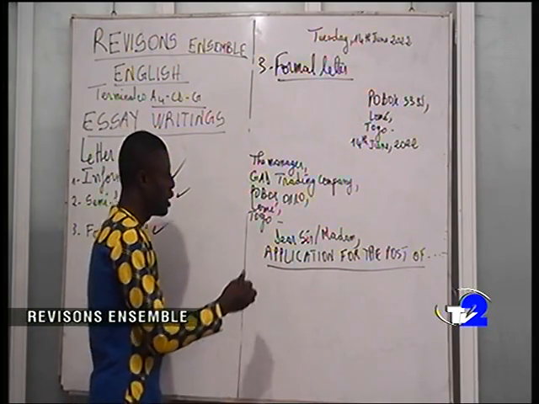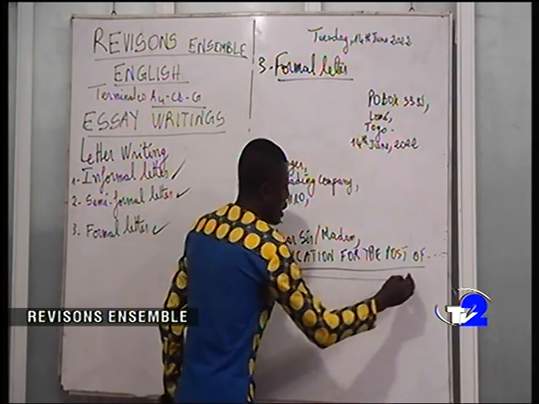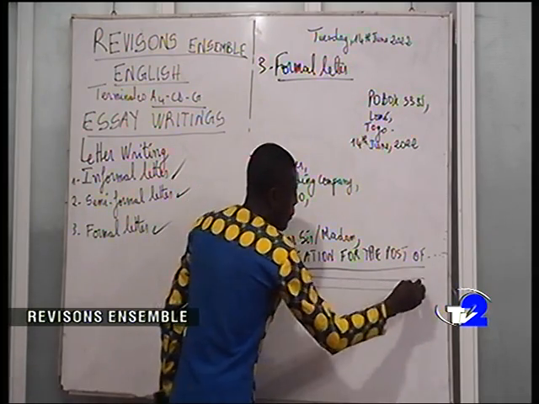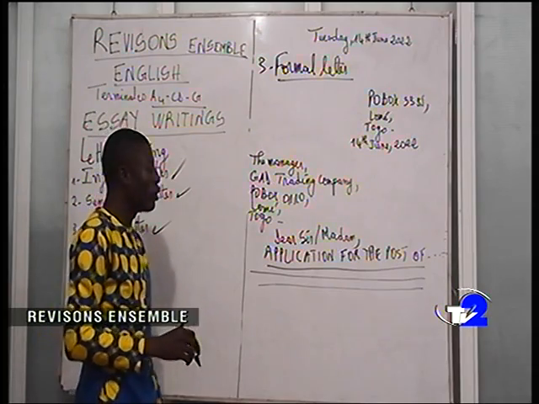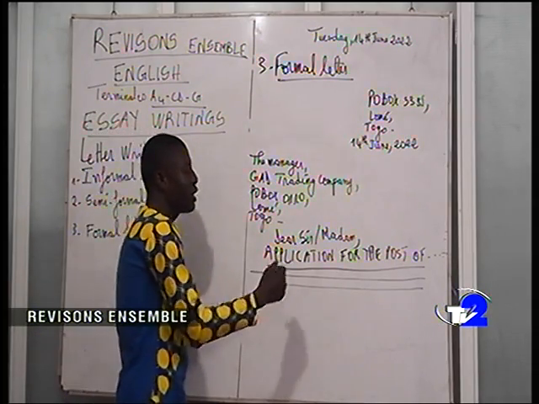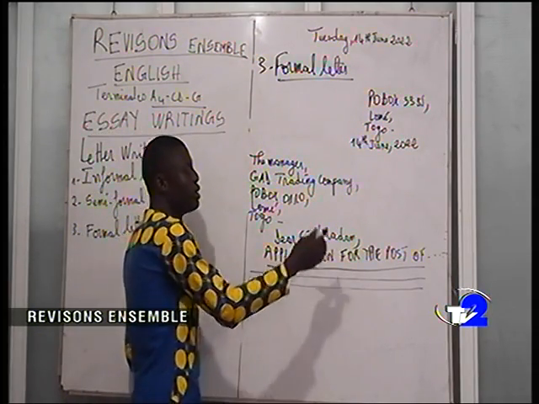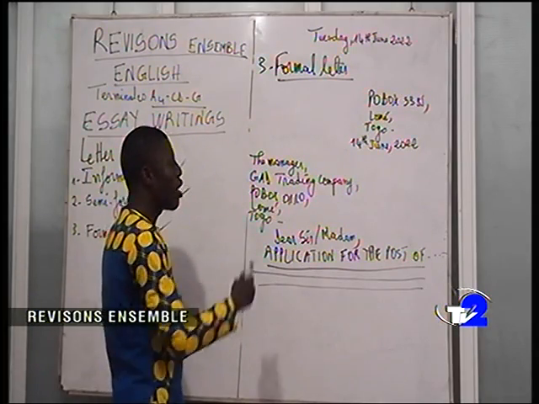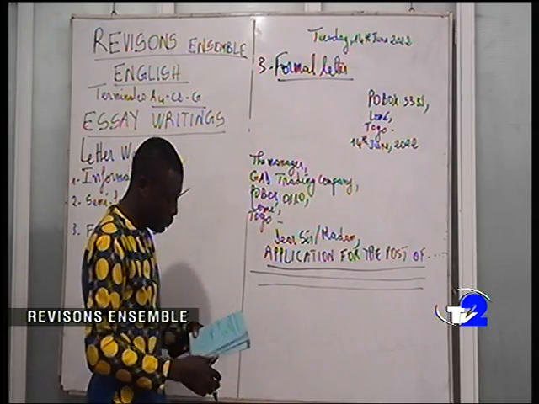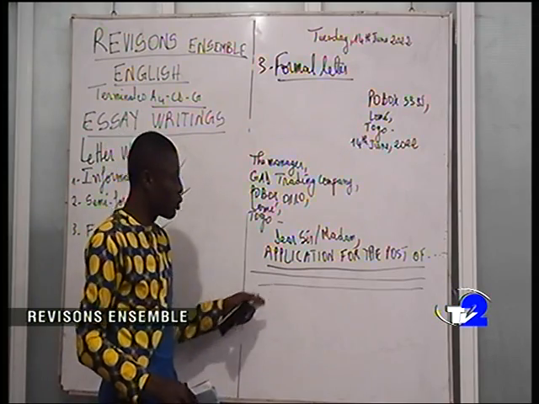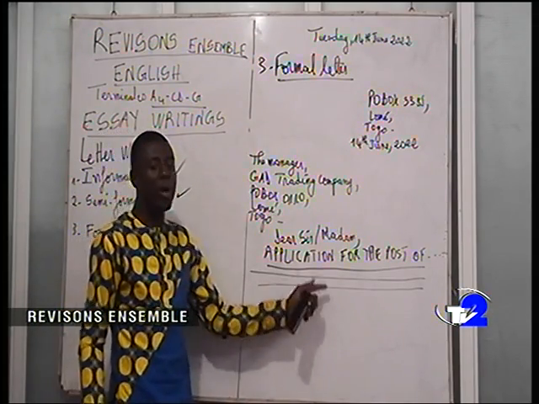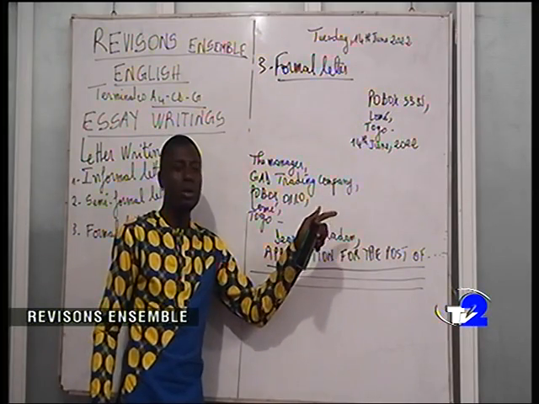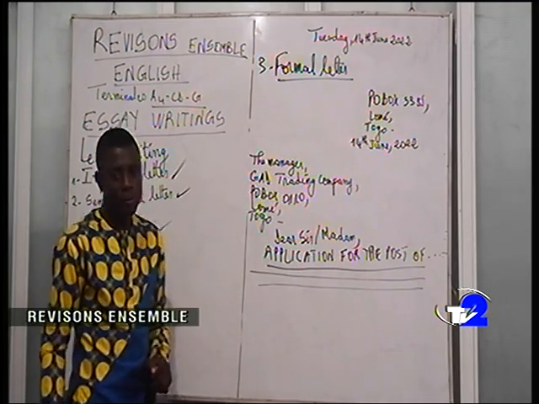Now the content of the letter. Now you put the content of the letter. For example, you can say, I am very glad to write you this letter to apply, or I write this letter to apply for the post of a secretary or the post of a driver in your company. And now that is the introduction. For example, you can say, I write this letter to apply for the post of a driver in your company.